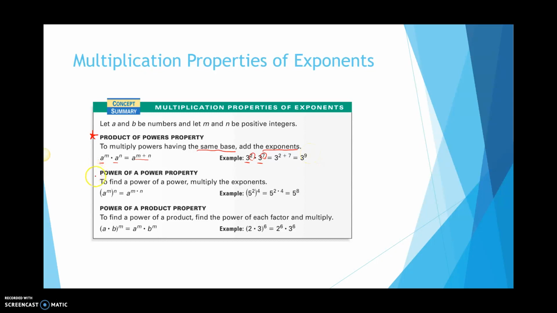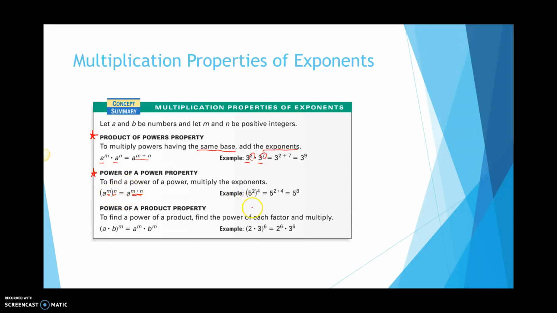The second property is called the power of a power property. That means you find the power of a power by multiplying your exponents. Look at our example here. We have a to the m, then we have the parentheses, and outside the parentheses we have our n. What you do with m and n is multiply them. When you're given the parentheses like that, you multiply.